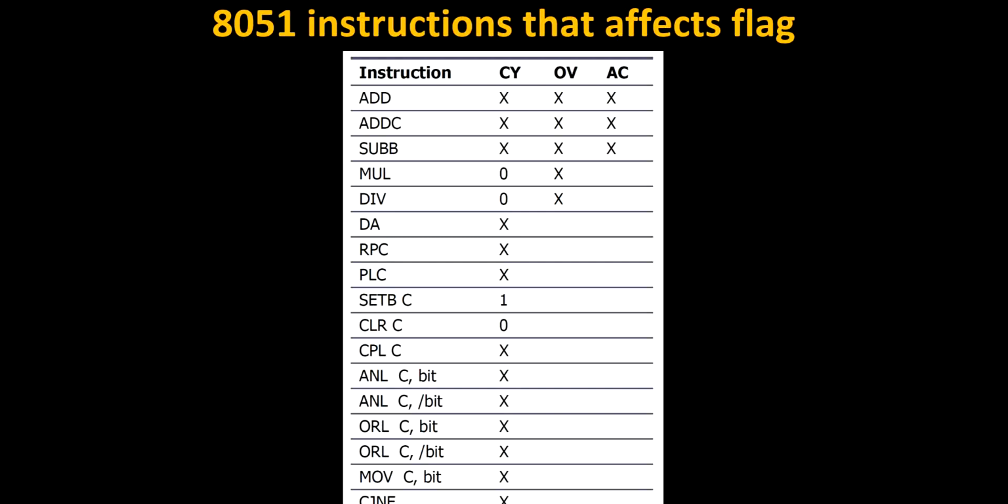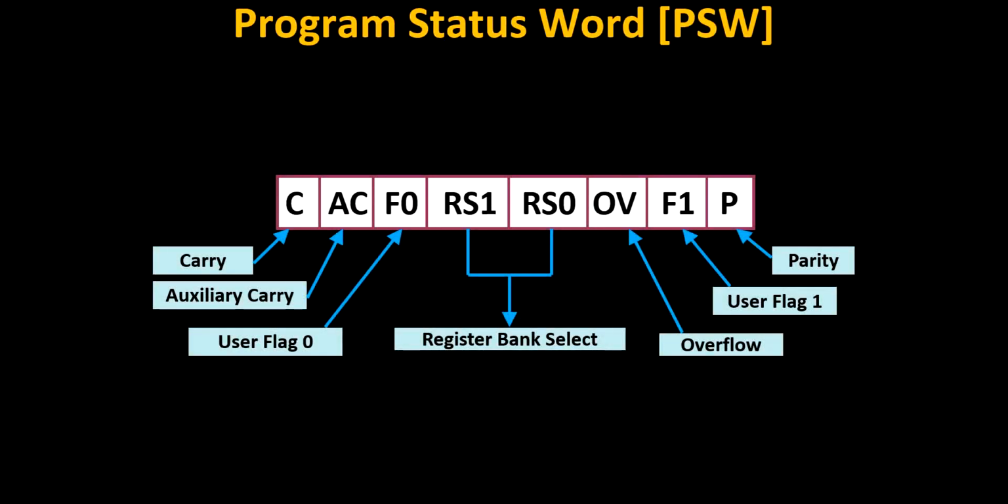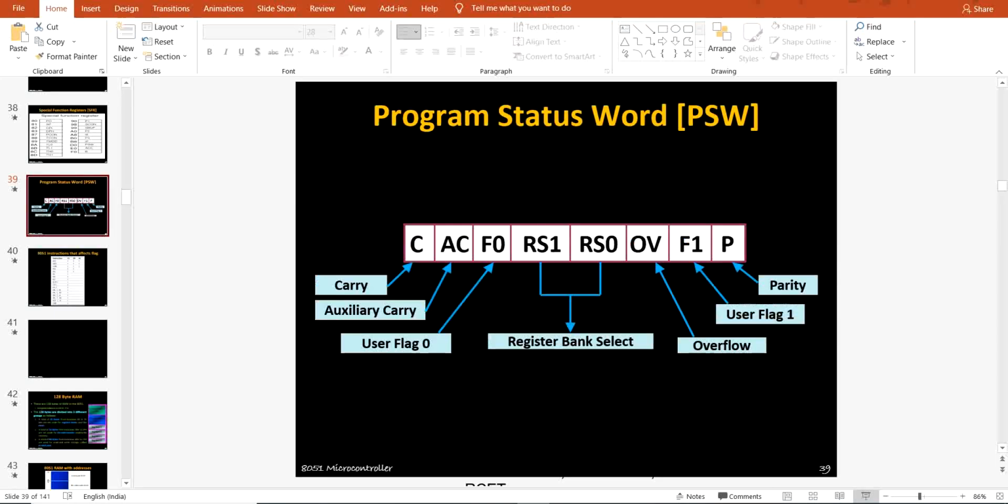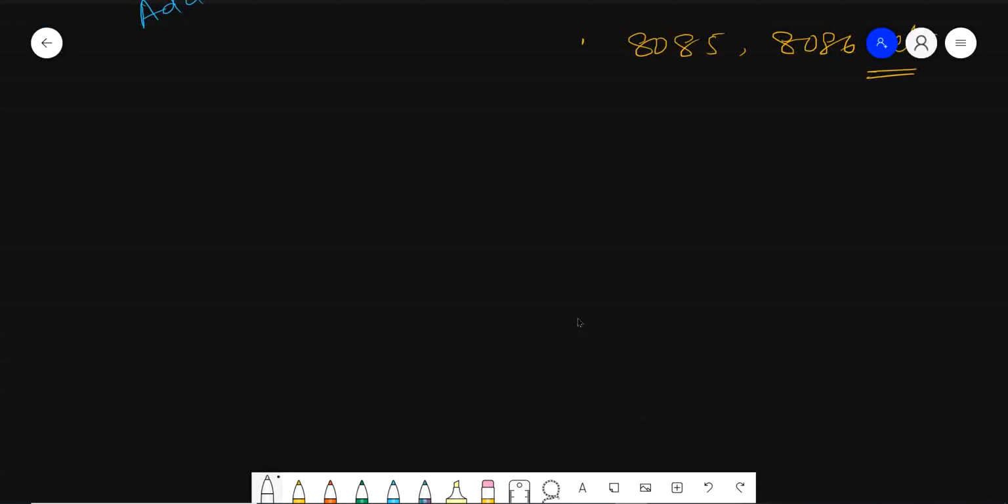We can see what flags may be affected in these instructions. Probably we have the carry flag, overflow flag, and auxiliary flag. Probably they are affected or not affected. We'll see that. Let me analyze all the flag contents whichever we have. These are the flags, how they are set or reset with respect to some of the operations, and how we can identify those flags. So first we can go with the carry flag.